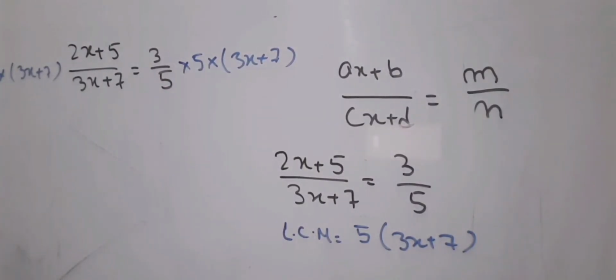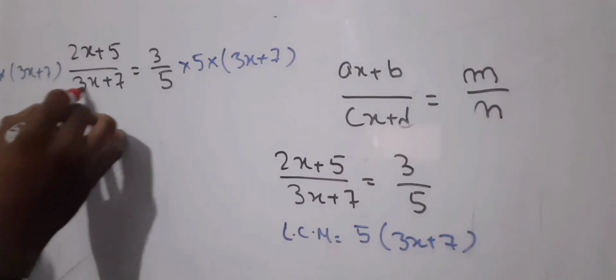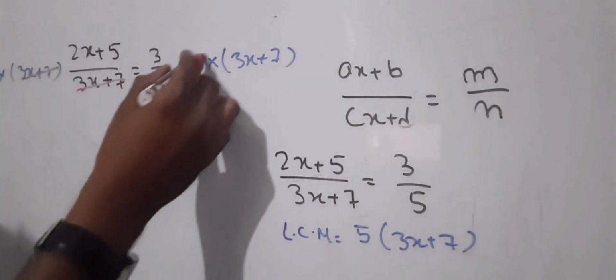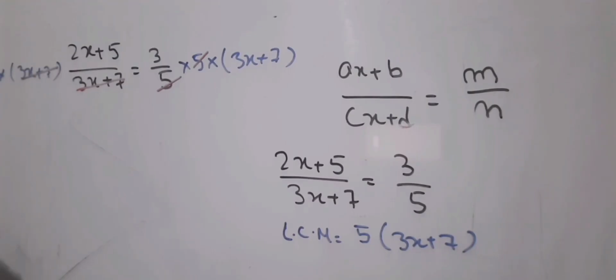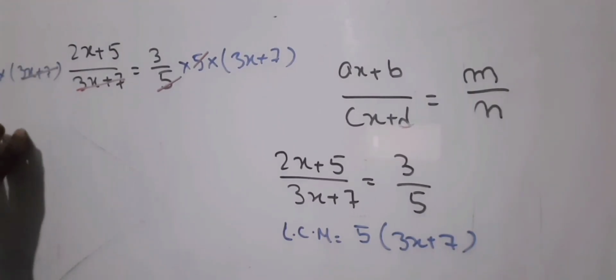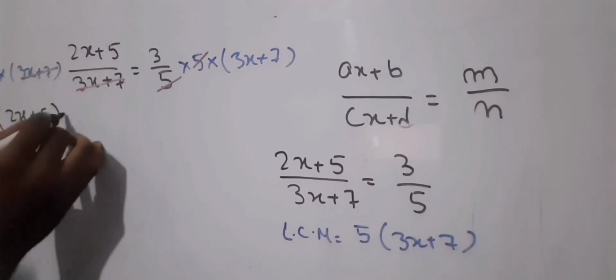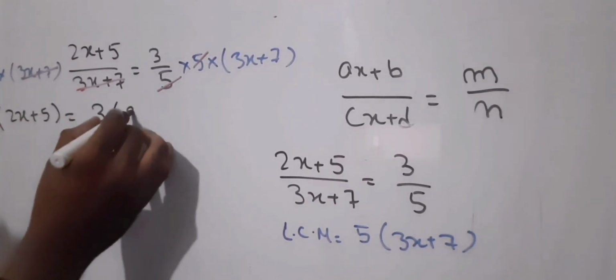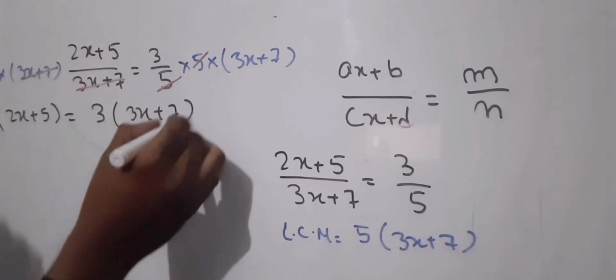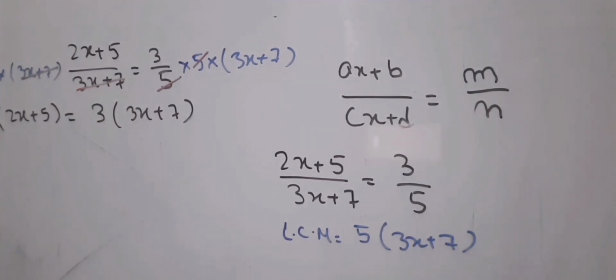Now after that I have to see what is getting cancelled, and what I am left with. Here I am left with 5 only, and 2x plus 5 is there. Here 3 is there, and 3x plus 7 I'm having. Clear? Now after that, you know what to do. We'll solve the equation and get the answer. So understood, this is the cross method.